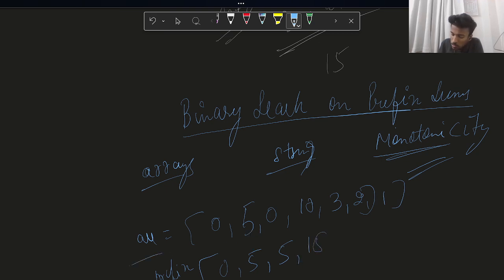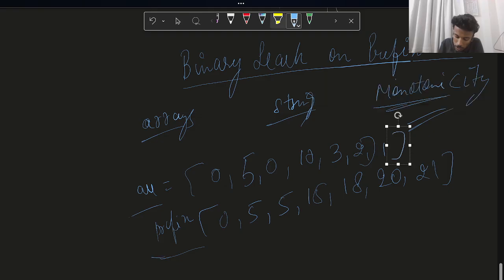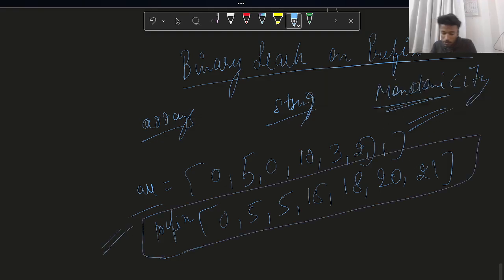It is guaranteed. So you will see if we create a prefix sum array, it is always sorted. So we can apply a binary search on the prefix sum array. This is one thing we got to know. Let's see the question, and you will get a better understanding from the question.